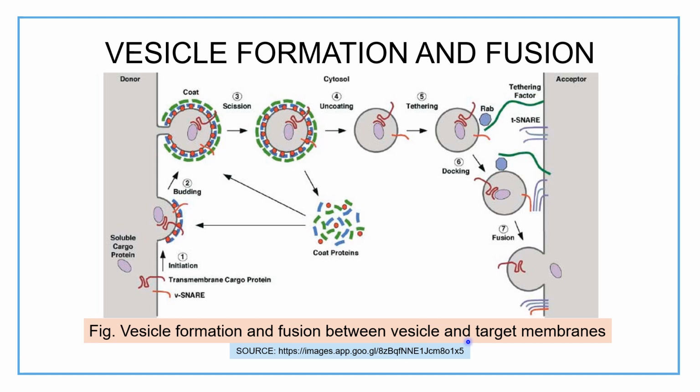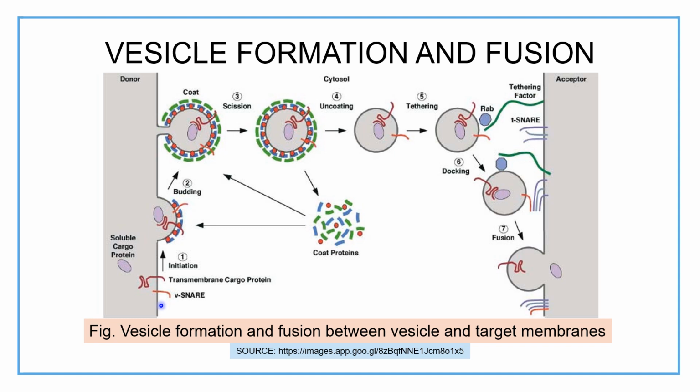Rothman and his colleagues proposed a model called the SNARE hypothesis, according to which vesicle fusion with the target is mediated by interactions between specific pairs of proteins called SNAREs, short for SNAP receptors, on the vesicle and target membranes, called v-SNAREs and t-SNAREs respectively. All SNARE proteins contain conserved heptad repeat sequences.